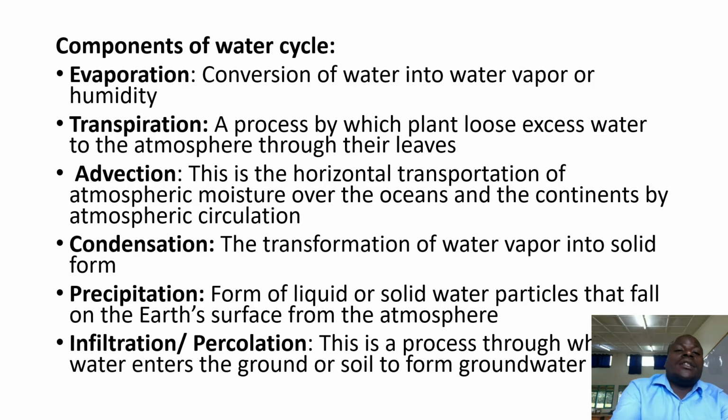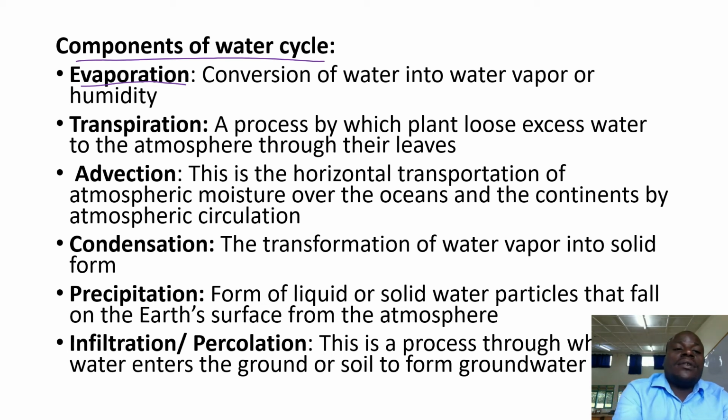We have components of water cycle. These are the major elements or parts that make a water cycle to be complete. We have a process of evaporation. As we said earlier, this process changes liquid or water into gas or into vapor.